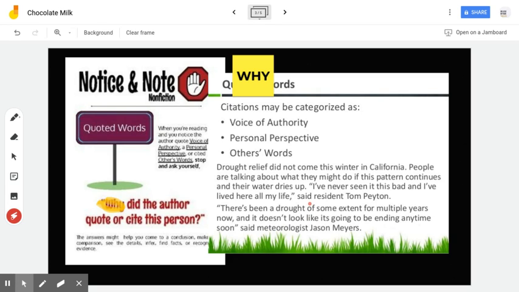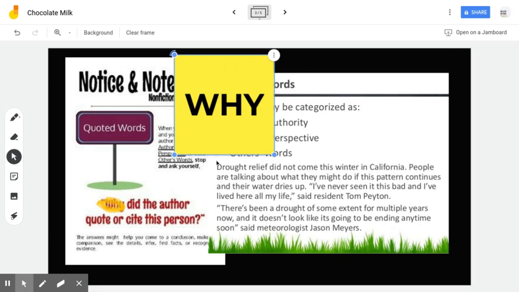So I'm noticing that there was a resident, so a person that lives in the area that's in the drought, and the meteorologist. So this is a weather person, the person that looks at weather models and uses computers to understand weather. Both of these people, if I'm thinking of why the person did this, remember this question?